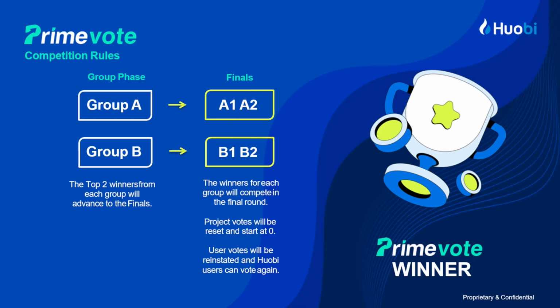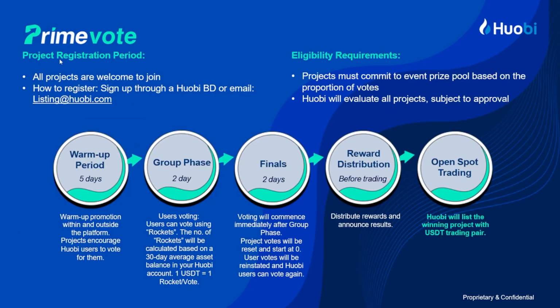out of the finals. And of course, in the finals, the winning project with the most number of rockets will be listed on the Huobi exchange. And also the community that voted for this project will share a prize pool of up to $300,000.